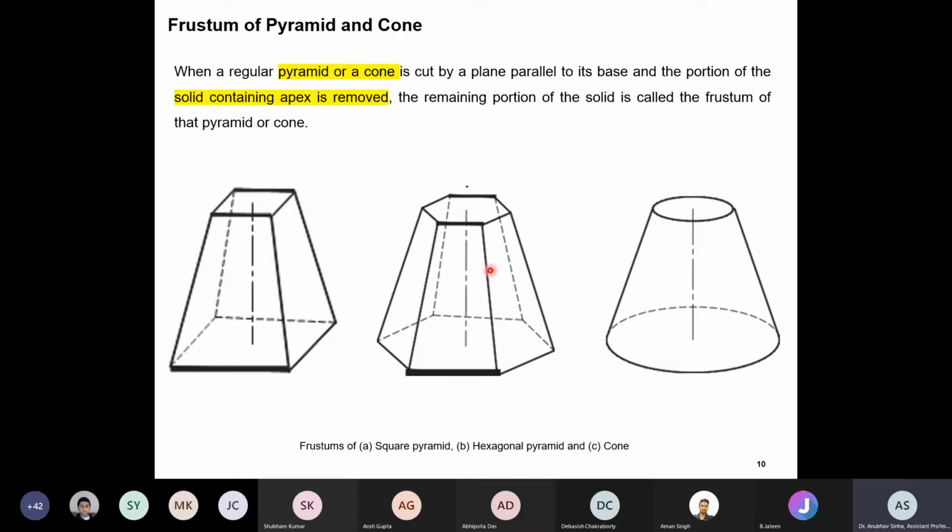Another interesting solid is the frustum. It could be of a pyramid or a cone. Basically, you create a pyramid and then you cut off the top portion, the apex is removed, and then it is known as a frustum. Similarly, you can do it for a cone also. If you remove the top portion, what is left with you is called a frustum. For example, in your homes you might have a bucket. If you just turn it upside down, that will form the shape of a frustum.